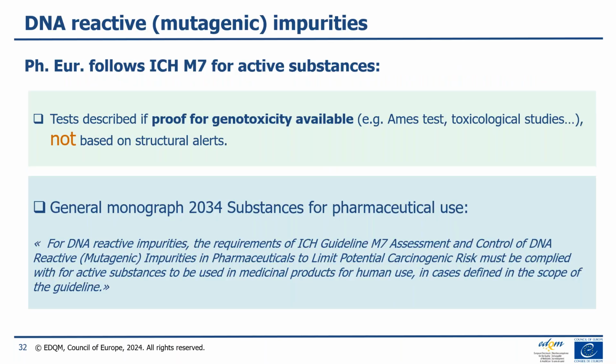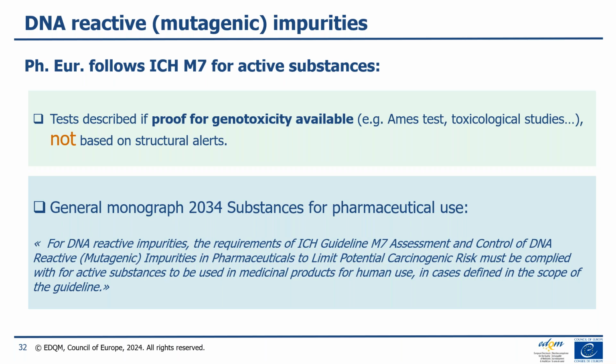A class of impurity that might be of interest for you is the DNA reactive or mutagenic impurities. Please remember that the European Pharmacopoeia follows the ICH M7 guideline for active substances. And this is reflected with a general statement in the General Monograph 2034.